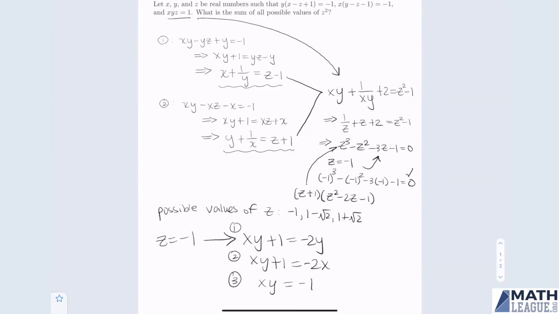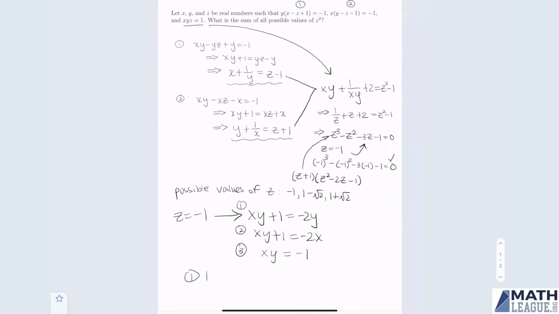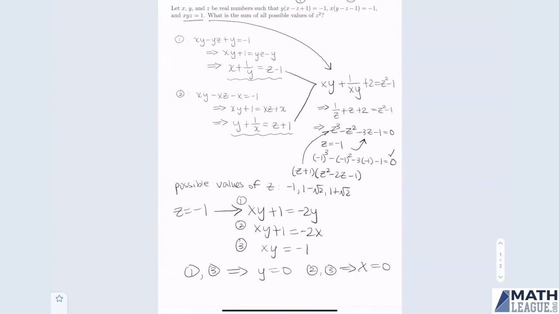And so we can plug xy equals minus 1 back into the first equation. Equation 1 and equation 3 implies that y is equal to 0. And similarly, equation 2 and equation 3 implies x is equal to 0. That implies that x and y are both 0, which we know can't happen because x, y, and z have to be non-zero in order for their product to equal 1. So we know that z cannot be equal to minus 1.